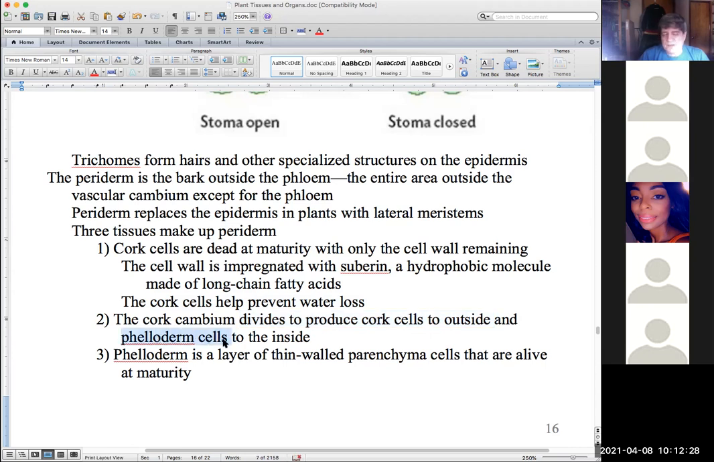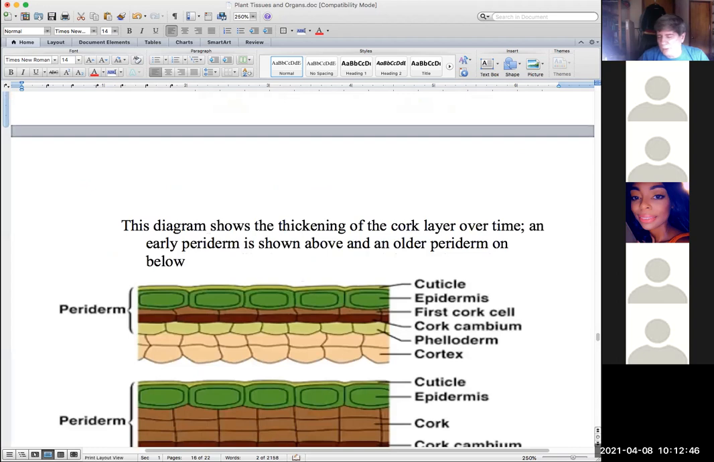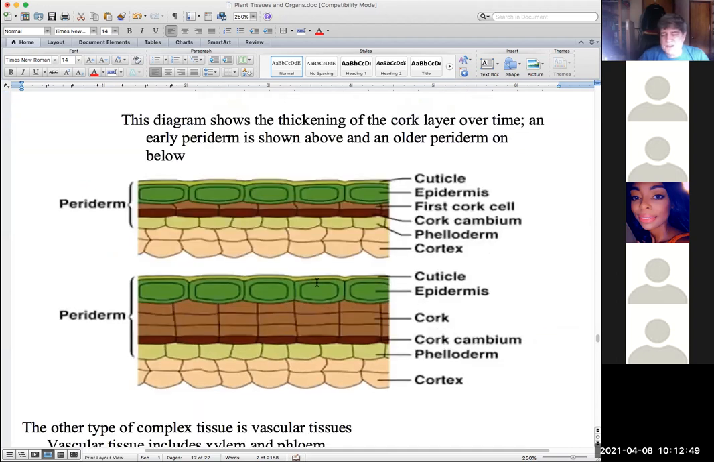Sometimes it makes another type of cell called phelloderm cells to the inside. Phelloderm cells are thin layered parenchyma cells. And phelloderm cells are alive. Parenchyma cells are always alive. So here's what we could see if we looked at a typical plant. So notice the outside of the plant is to the top.